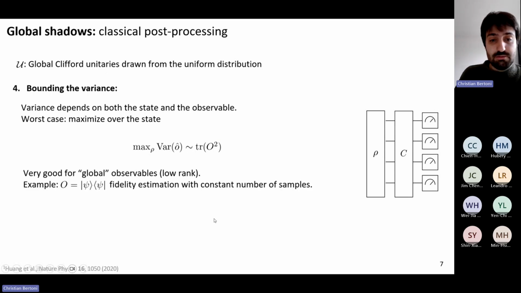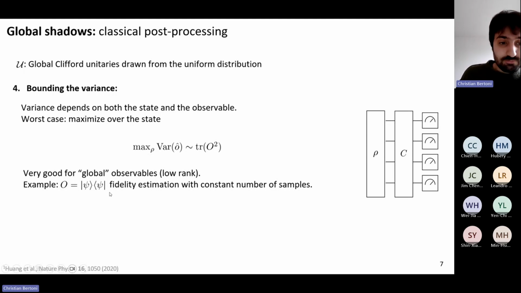And this is extremely good for global observables, which are low-rank observables. The typical example is if O is just a projector onto some state, then the expectation value in some other state is simply the fidelity between the two states. And the trace of O squared here is 1. And this means that fidelity estimation can be done with a constant number of samples with this protocol, which is amazing.